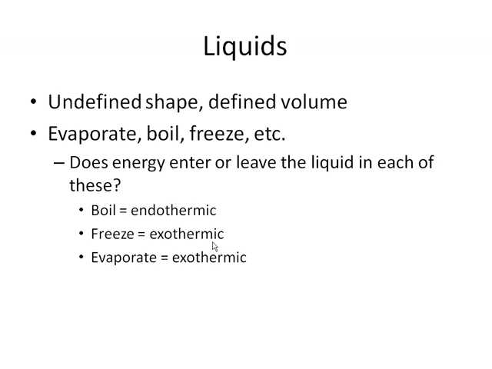So when we talk about energy leaving or coming into a system, we use the terms endothermic and exothermic. Endothermic means energy is coming into the system. So with boiling, we put energy into the liquid, so it's an endothermic process. Freezing is exothermic, because as we are cooling off the liquid, we are removing heat from it, so heat is exiting the system, and that's exothermic. Evaporation, going from a liquid to a gas, actually should be endothermic as well. I have a typo there, so it's not exothermic.